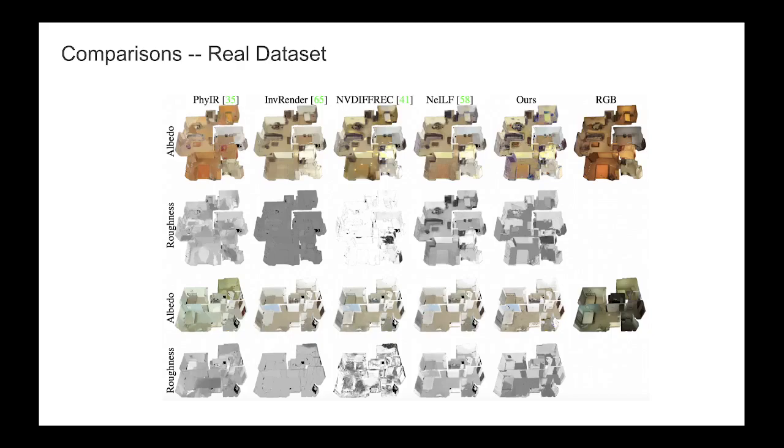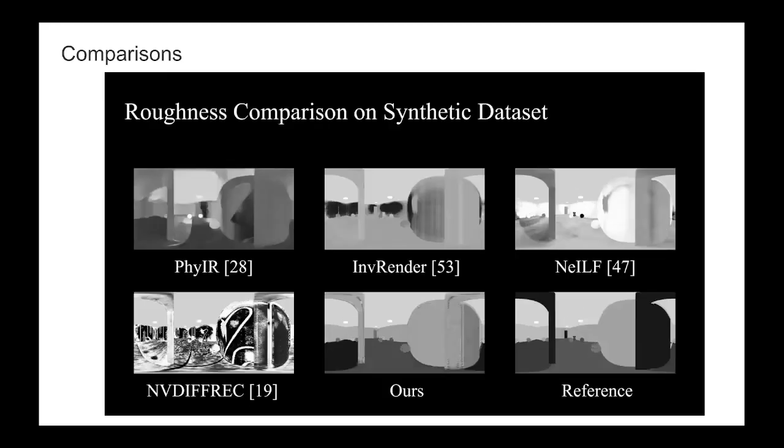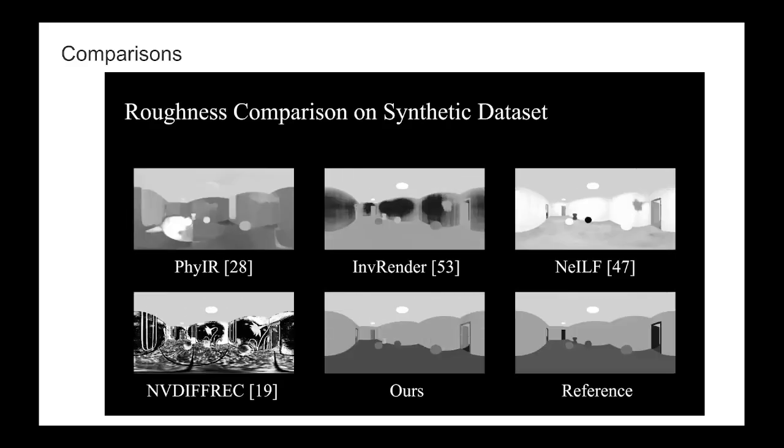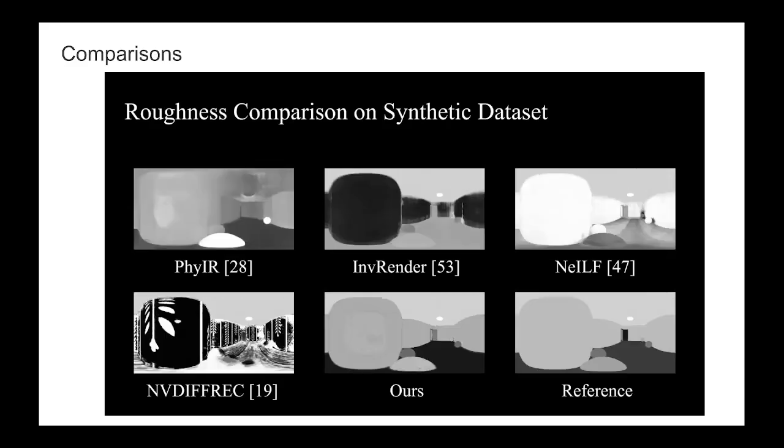Let us look at the qualitative results compared to previous methods on a real dataset. Our method reconstructs globally consistent and physically reasonable SVBRDFs, while other approaches struggle, producing inconsistent results and failing to reduce ambiguity between materials. The results on the synthetic dataset also show that the proposed method outperforms the state-of-the-art.